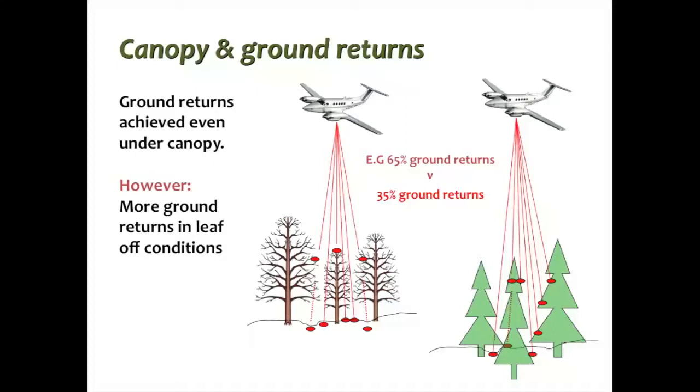But of course, if there's more foliage, then less of the energy will make it to the ground. So very, very dense canopies can actually totally occlude the laser pulse and lead to no ground returns. But that's actually quite rare. We do tend to get some sampling of the ground surface, and so airborne LiDAR has proven itself very good at capturing ground surface data, even in forested environments.